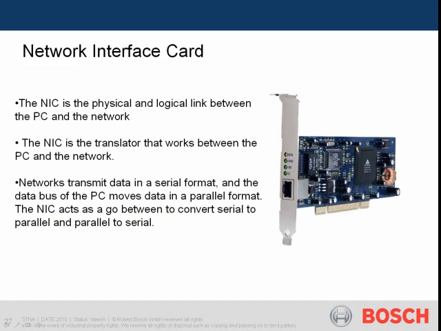The last device we want to talk about is the Network Interface Card, or NIC. The NIC is the physical and logical link between the PC and the network. Networks transmit data in serial format, and the data bus of the PC moves data in parallel format. The Network Interface Card acts as a translator, converting serial to parallel and parallel to serial. This device physically puts the bits onto the cable. It truly is the device that allows us to interface with the network.